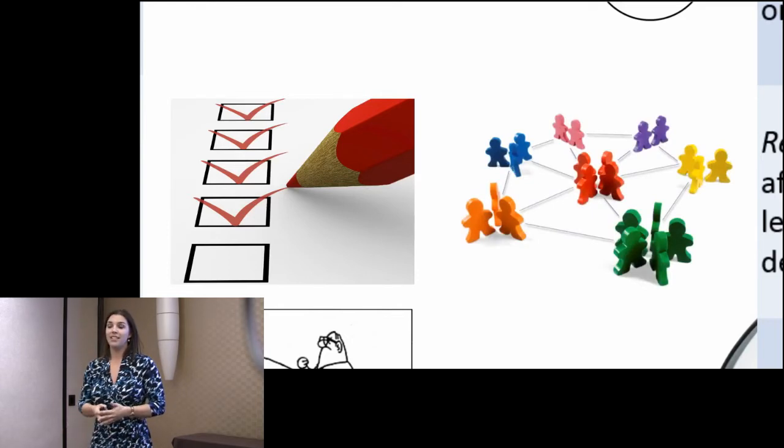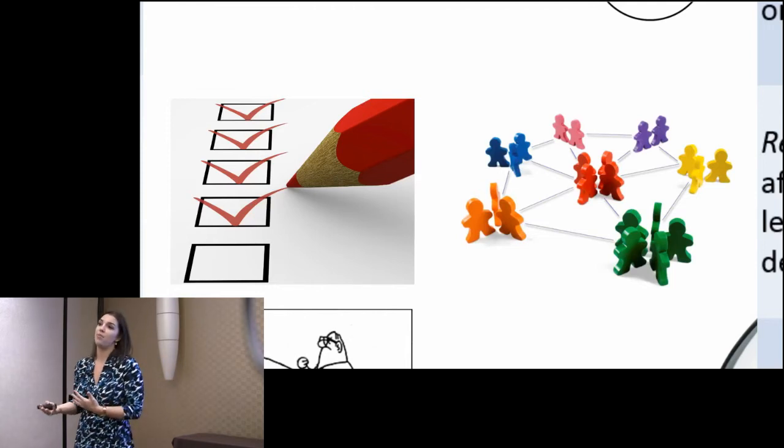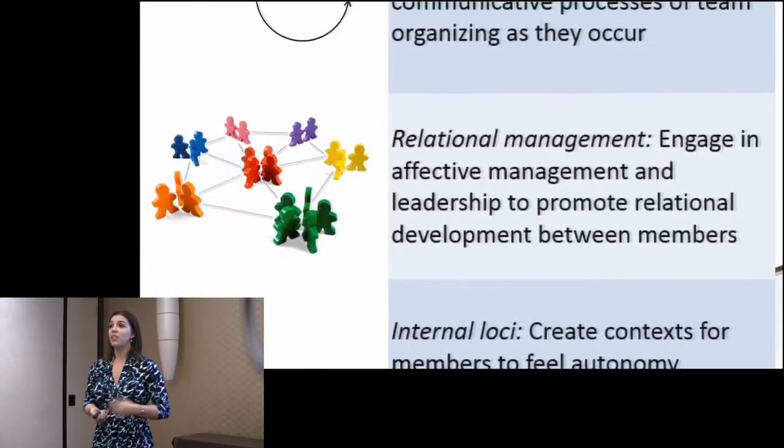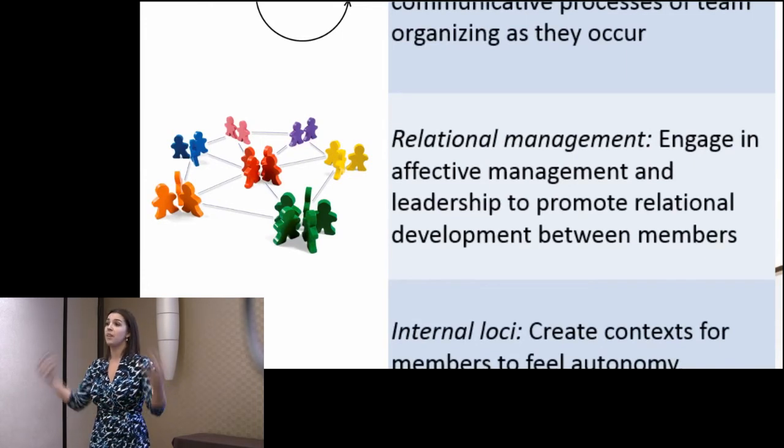Maybe someone is a very smart, knowledgeable person, but maybe they like to work alone. Maybe they're not as good at collaborating with people across disciplinary boundaries. So to this end, we recommend more relational management. Yes, we need the task management, but we also need leaders who can engage in relational management. How do you manage a really diverse network of people who are highly engaged and committed to a particular problem?